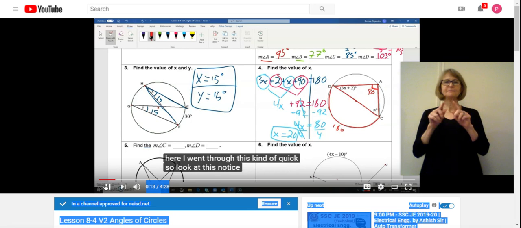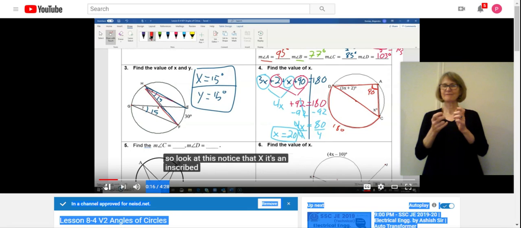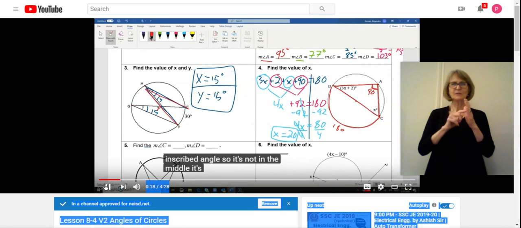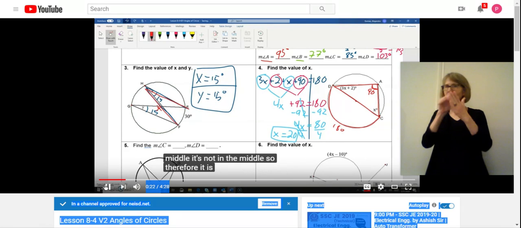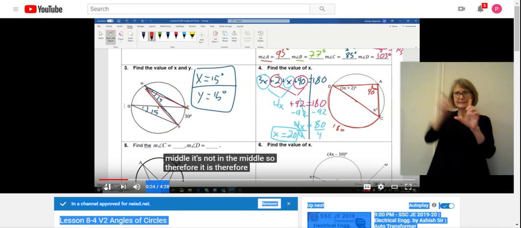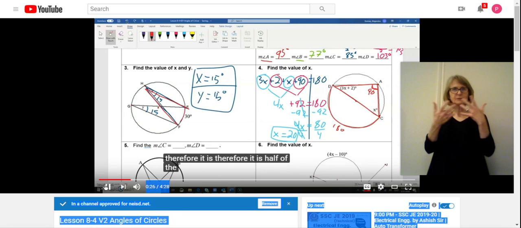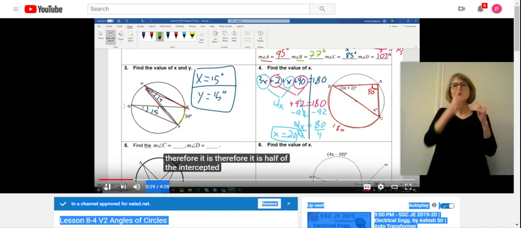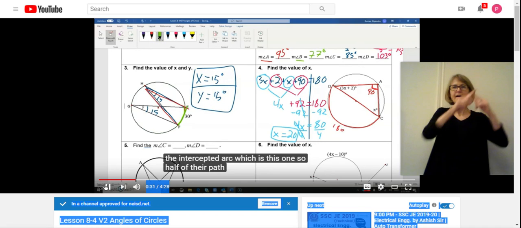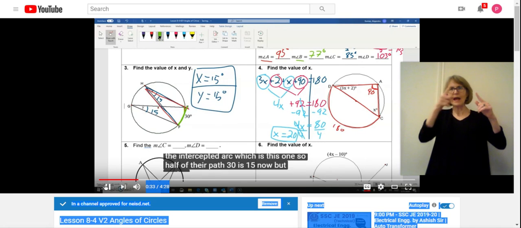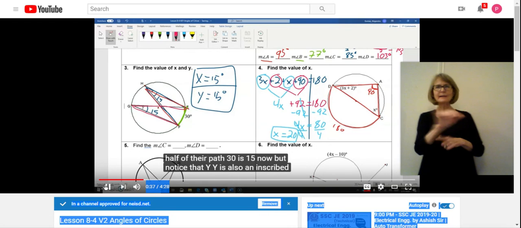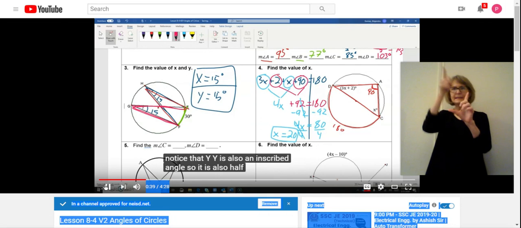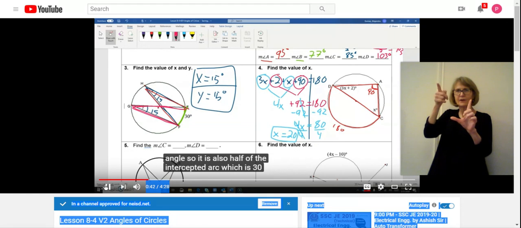So look at this. Notice that x is an inscribed angle, so it's not in the middle. Therefore it is half of the intercepted arc, which is this one. So half of 30 is 15. Now, but notice that y is also an inscribed angle, so it is also half of the intercepted arc, which is 30. So half of 30 is 15. So they're both the same thing.